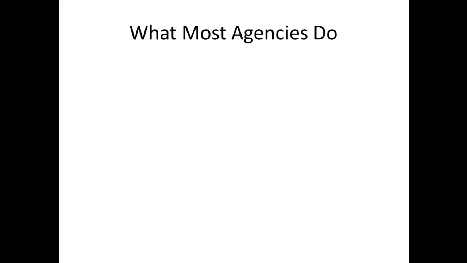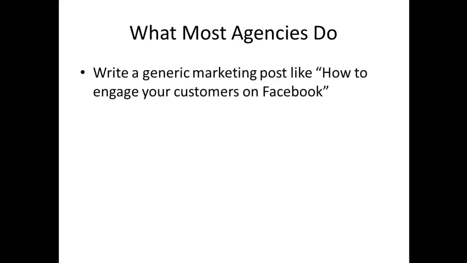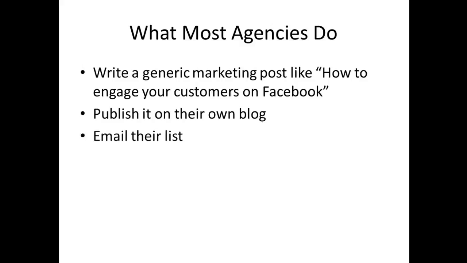So here is what most agencies do. They write a generic marketing post like how to engage your customers on Facebook. They publish it to their own blog. They email their list and send it to their RSS reader and all that other good stuff. They share it on social media, on Twitter, on Facebook, and things like that. And then they call it a day.